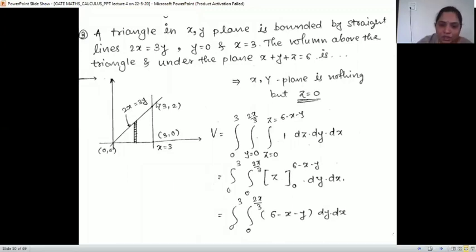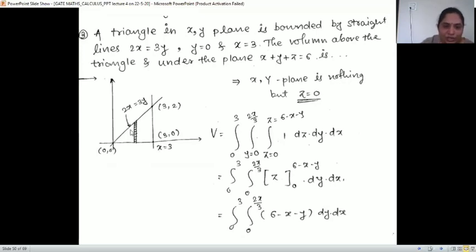Then try to write the limits. Volume is nothing but triple integration dx dy dz, but we need the limits of integration. So here it is given to you xy plane, so we know the lower limit is z is 0 and the upper limit is here, under the plane this. So z is 6 minus x minus y, so limits of z we got. Then we have to find the limit of x and the limit of y, right?